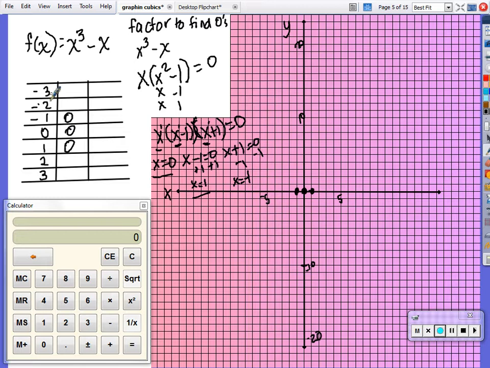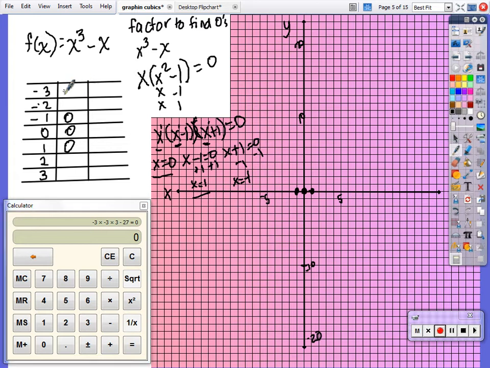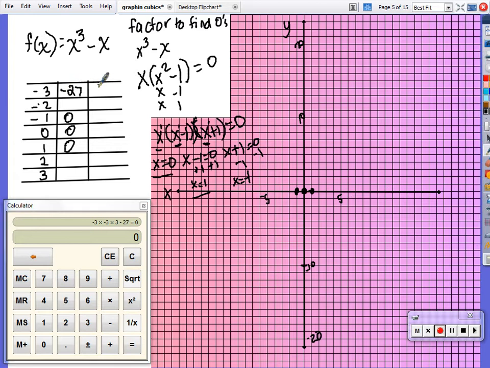So what we're going to do is we're going to do negative 3 cubed. So just have to do it with me. Okay, so let's do negative 3 times negative 3 times negative 3 equals negative 27. That was a strange thing for it to happen. That's a negative 27, so our point is negative 3, negative 27.